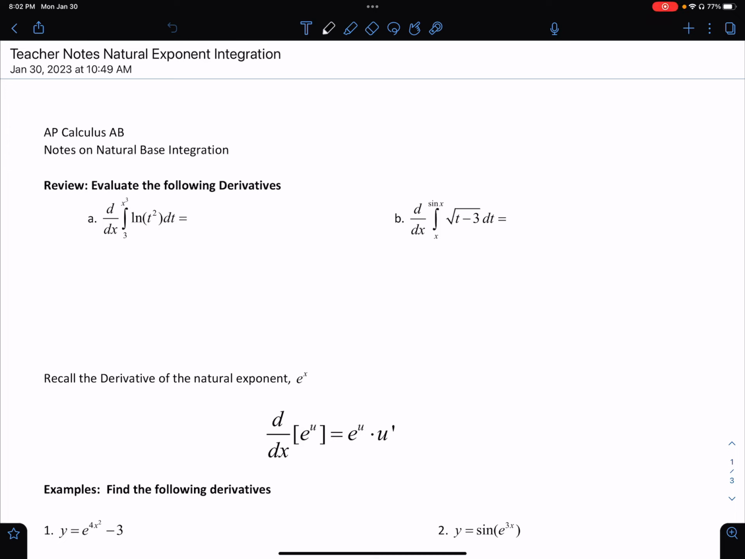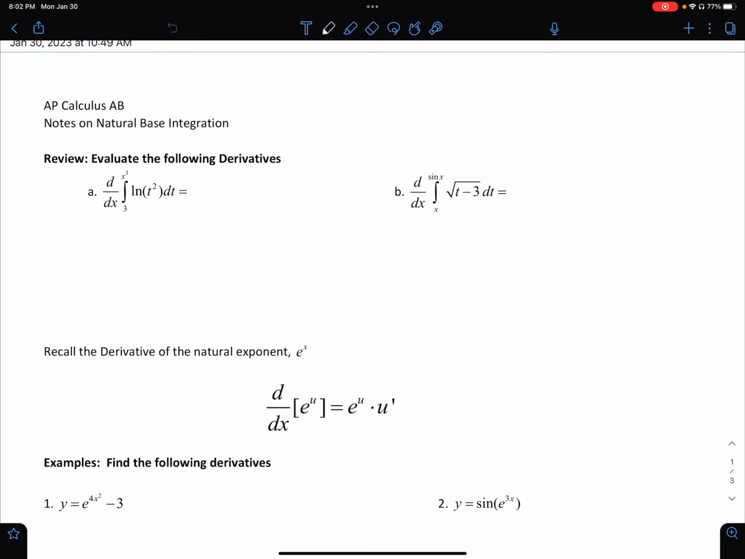Hello, welcome back. Today we're going to be taking a look at the natural base integration. Before we begin, let's evaluate the following derivative. Just a little bit of review of our second FTC here. And you might recall for the second fundamental theorem, we're taking the derivative of an integral.